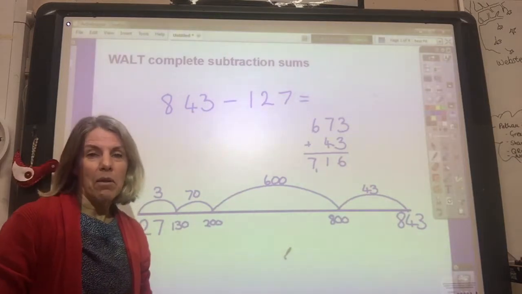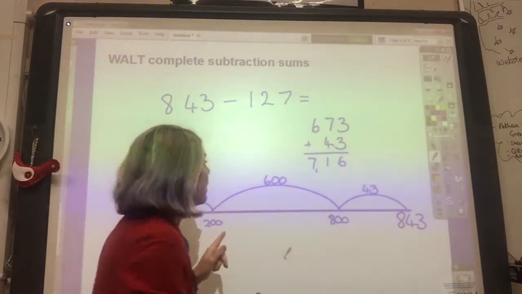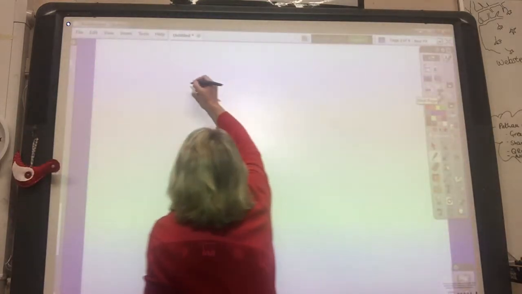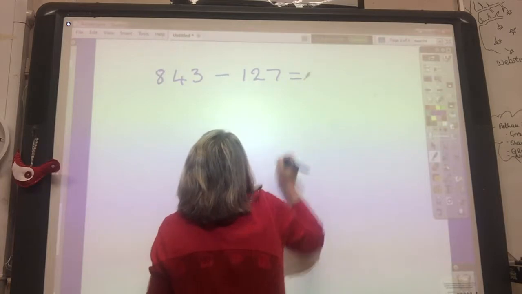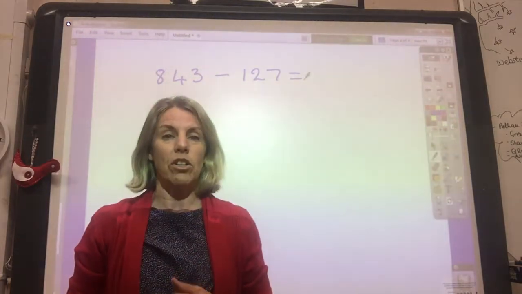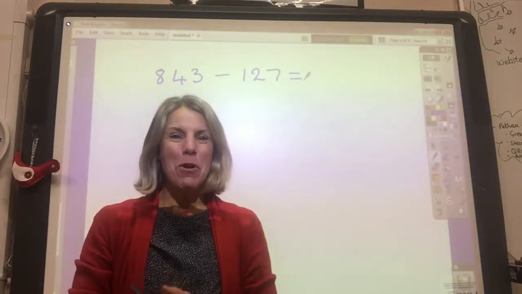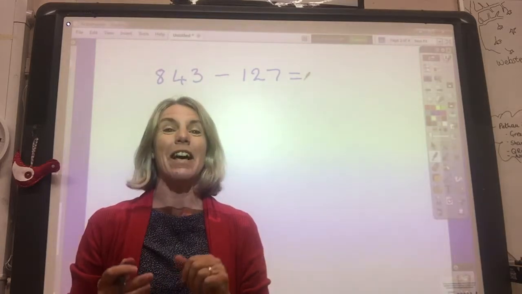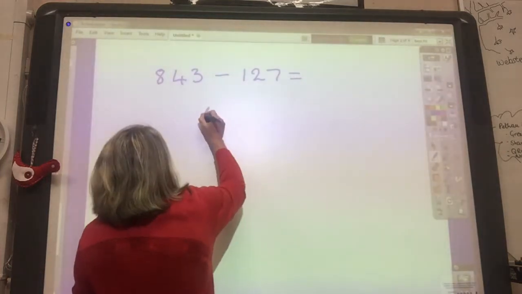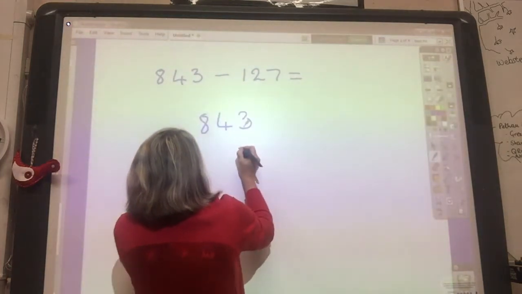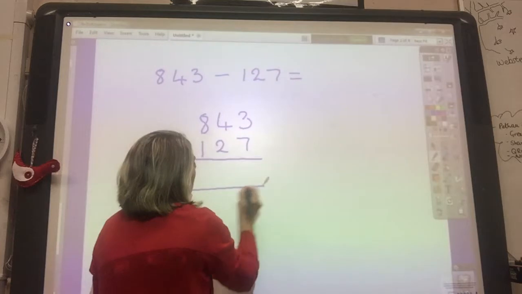Let's try the same sum, but this time looking at the column method. Okay, so 843 take away 127 equals. Now with column subtraction, you must always put the big number on the top. If you don't, it's a big problem. You're just never going to get there. Okay, so big number on the top, 843. Okay, small number underneath, 127. And there's your minus sign and there's your equal sign.